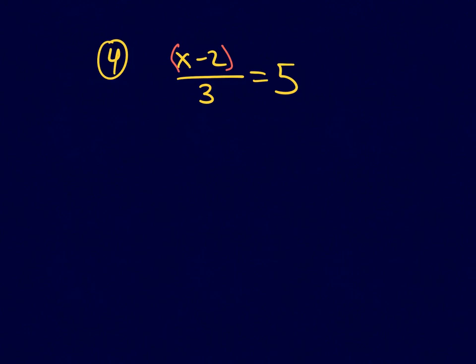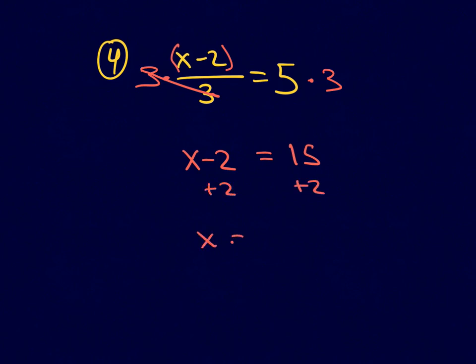So in this problem, the first thing I do is undo the dividing by 3. And to undo dividing by 3, I multiply by 3. So I'm going to multiply by 3 on both sides. Those cancel. You don't distribute, because 3 divided by 3 is 1. That cancels out. So on the left, all I get is x minus 2. On the right, I get 15, and now it's a super easy problem. Add 2 to both sides, and I get x equals 17.